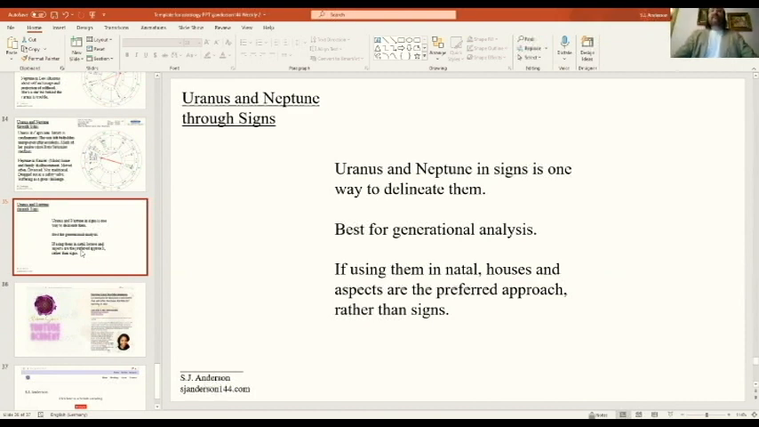And if you're using them in natal, houses and aspects, I think, are the preferred approach rather than signs. And if you're going to use a planet in a sign, you really need to examine the ruler and where the ruler is and the condition of the ruler, to start building combinations of the house placement of Neptune or Uranus, the house placement of the ruler, and the significations then combining. We didn't do as much of that in this talk, but this is just an introduction. For further study, I would encourage you to study the houses and then study Neptune and Uranus in the houses, as a kind of leading technique.